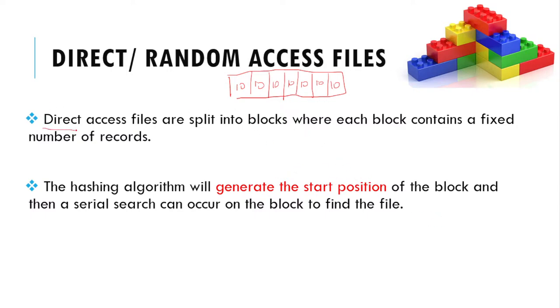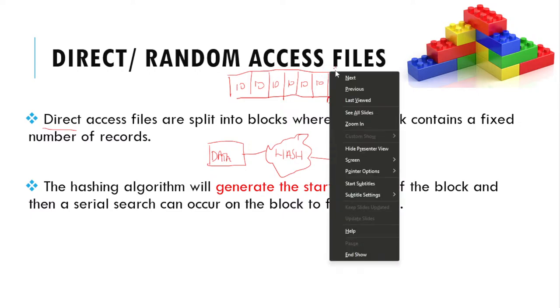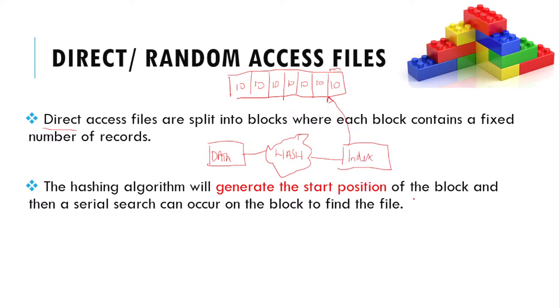So remember, this is direct access. You have data that goes in, our fluffy little cloud, which is our hash. This is our data, and then it spits out the index position. Now in direct access, the index position is the start location, the start of the block. It's not the actual data, it's the start of the block. Then we create a linear search to go through all 10 records inside that block.